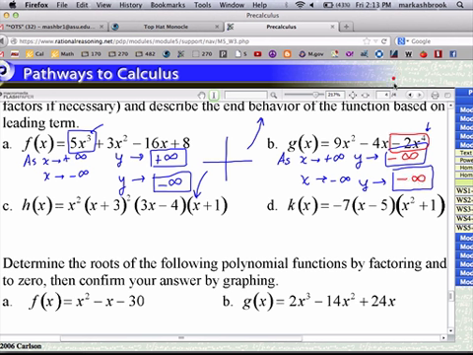So for this one, the end behavior would be, as we go way out, what's the right end behavior? Does y go up or down? Down. What's the left end behavior? Down. So the end behavior for this one will be like that.